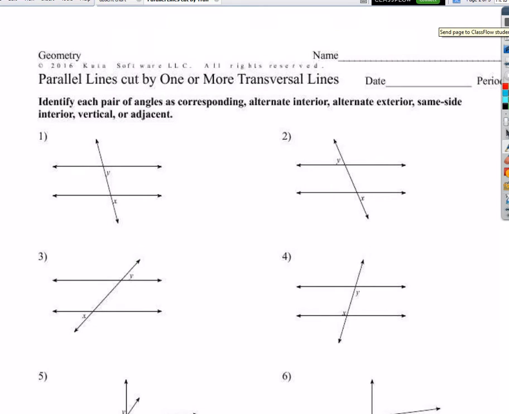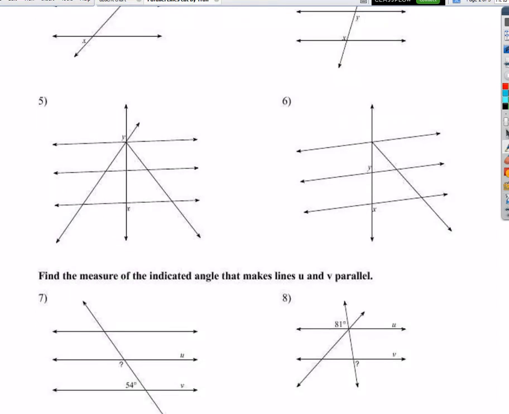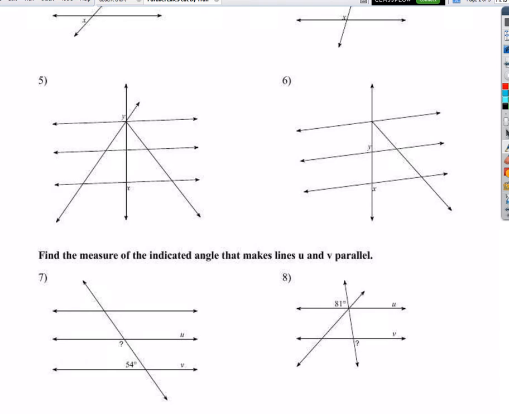Okay, so the first 6 are just labeling alternate interior, alternate exterior, same side interior. So use your notes from Wednesday and go ahead and get that done. I'm not helping you with that. I will help you with this down here though.